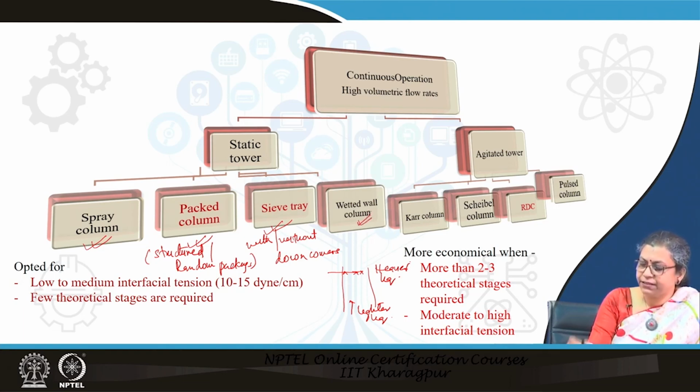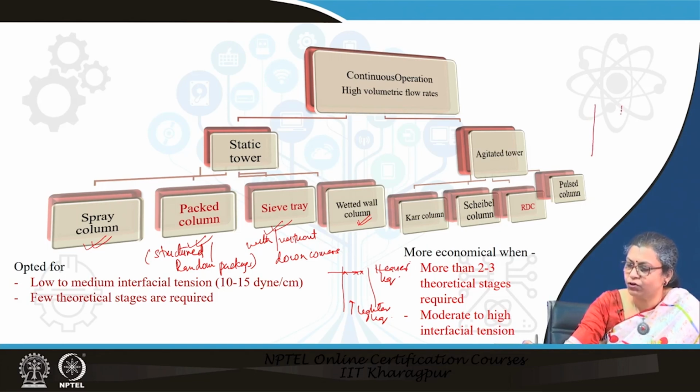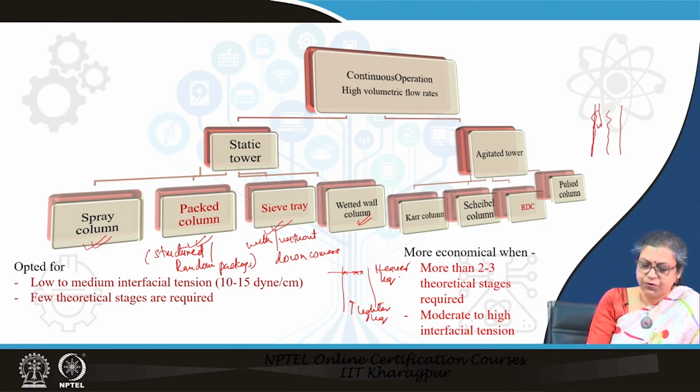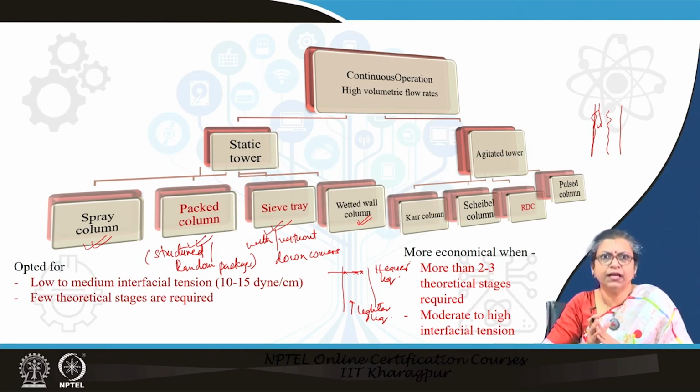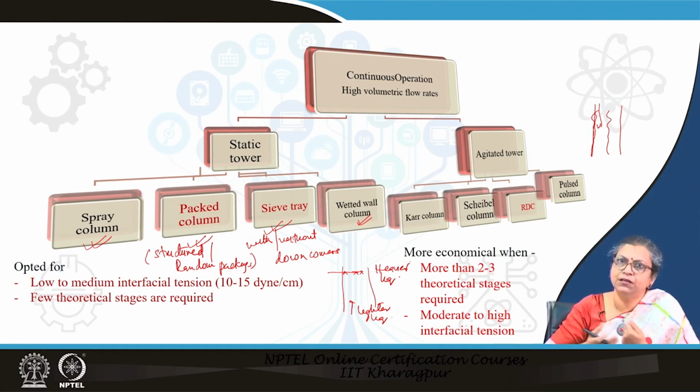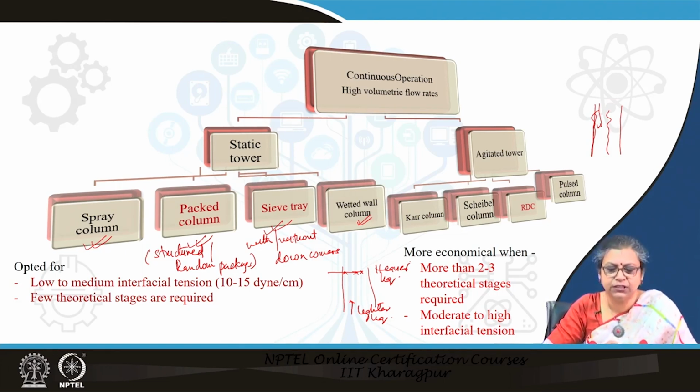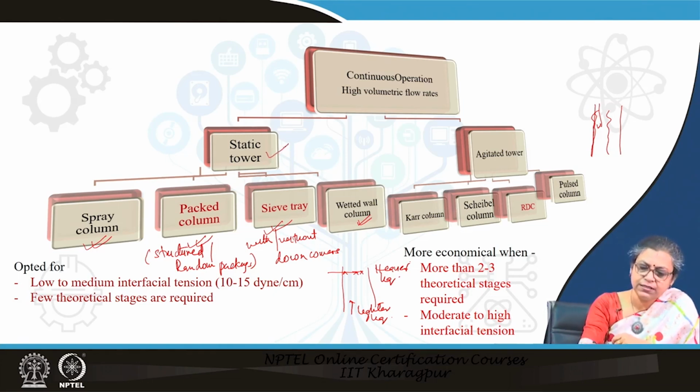There is also another arrangement, a wetted wall column, where one liquid flows as a very thin film and the other liquid flows through the annular space, but this is also rarely used. The most common devices which are used are packed columns and the sieve trays. Now, one more thing I would like to mention: when only a very few theoretical stages are required, or maybe we are working with low to medium interfacial tension liquids, where dispersion does not require a very high amount of energy, for those cases we opt for the static towers.